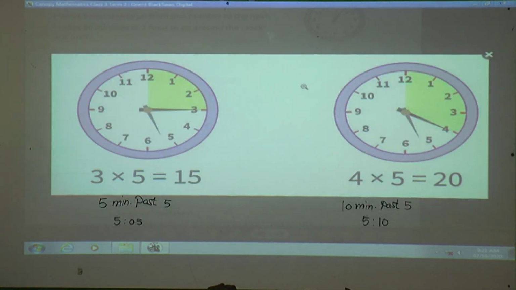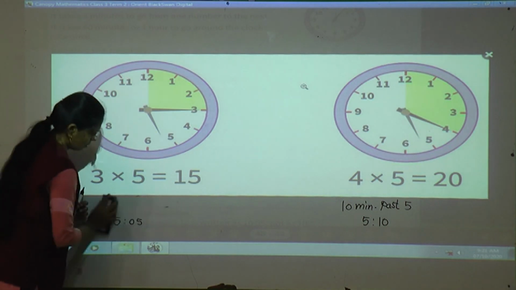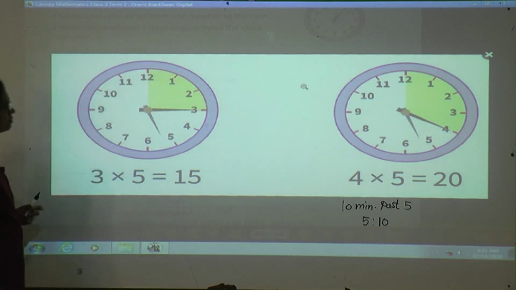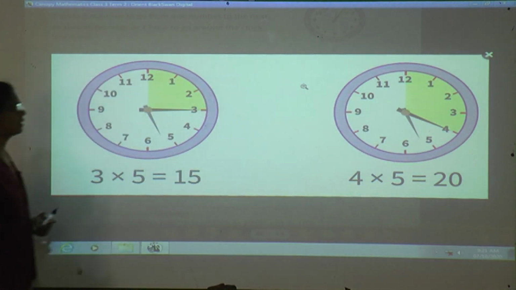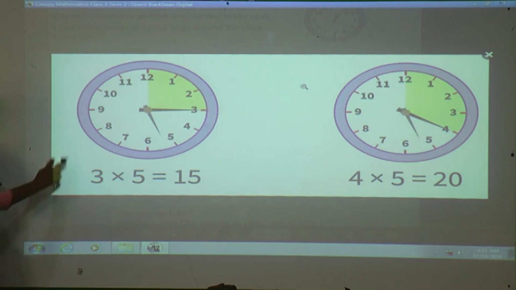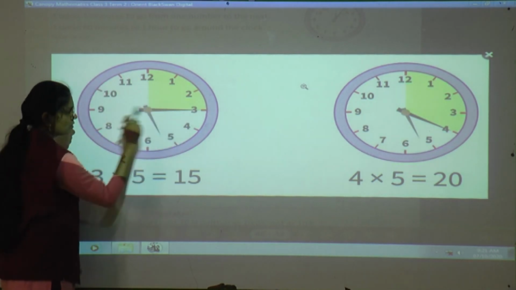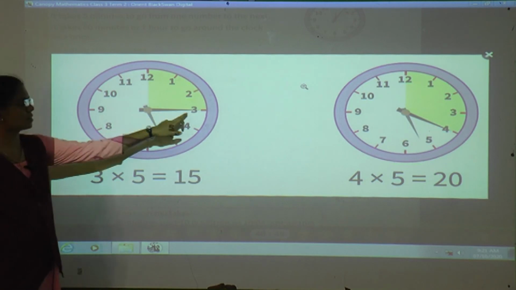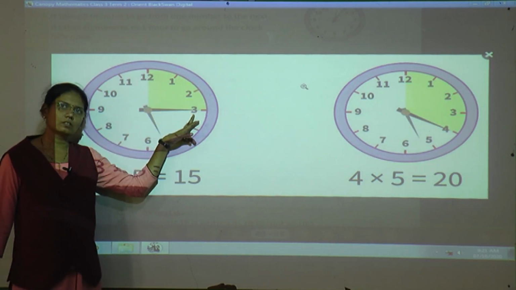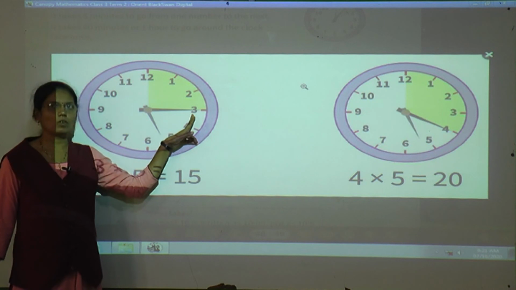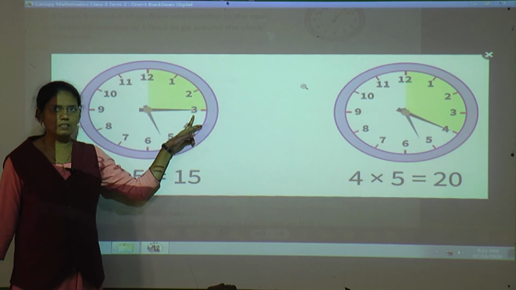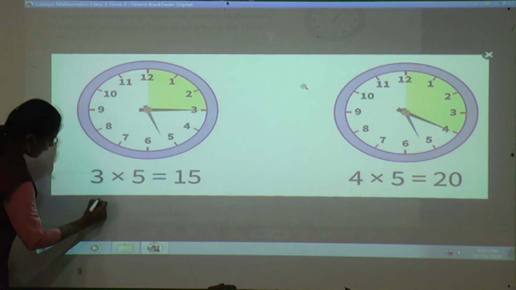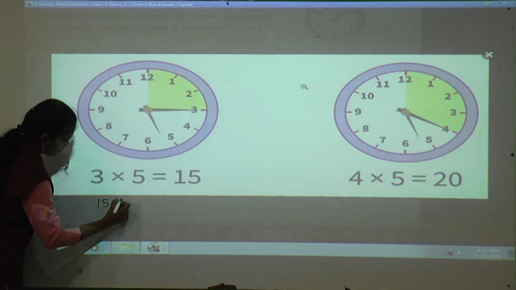See this third and fourth one. Now in this third one, see where the minute hand is. It is on 3. Now what you will do? 5 into 3. 5 3s are 15. So what we will write? 15 minutes past.